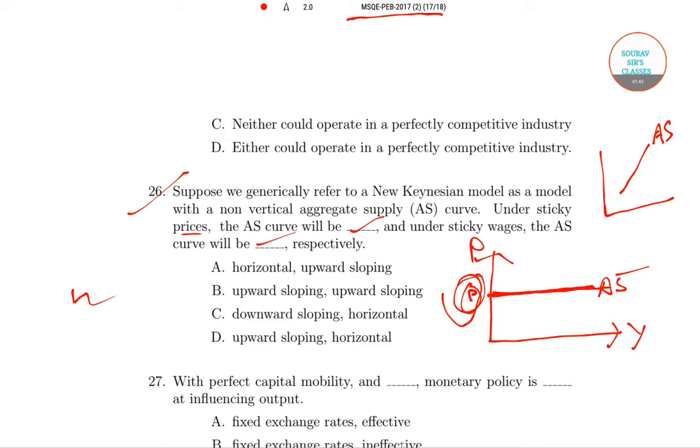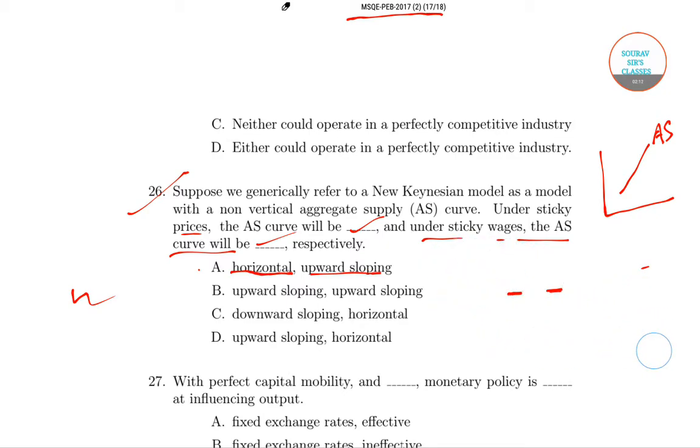So the right answer would be horizontal. From this itself, it is quite evident that the right answer is option A. Still, we have to figure out what the AS curve will be under sticky wage, whether upward sloping or not. For this, we'll rub this off so that I can redraw it.